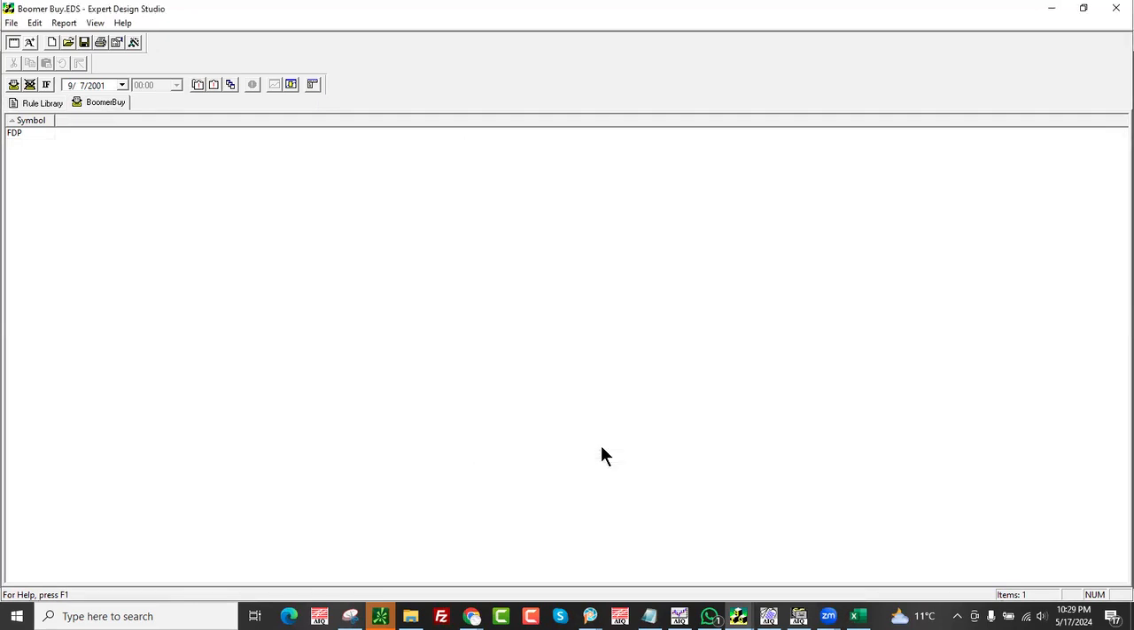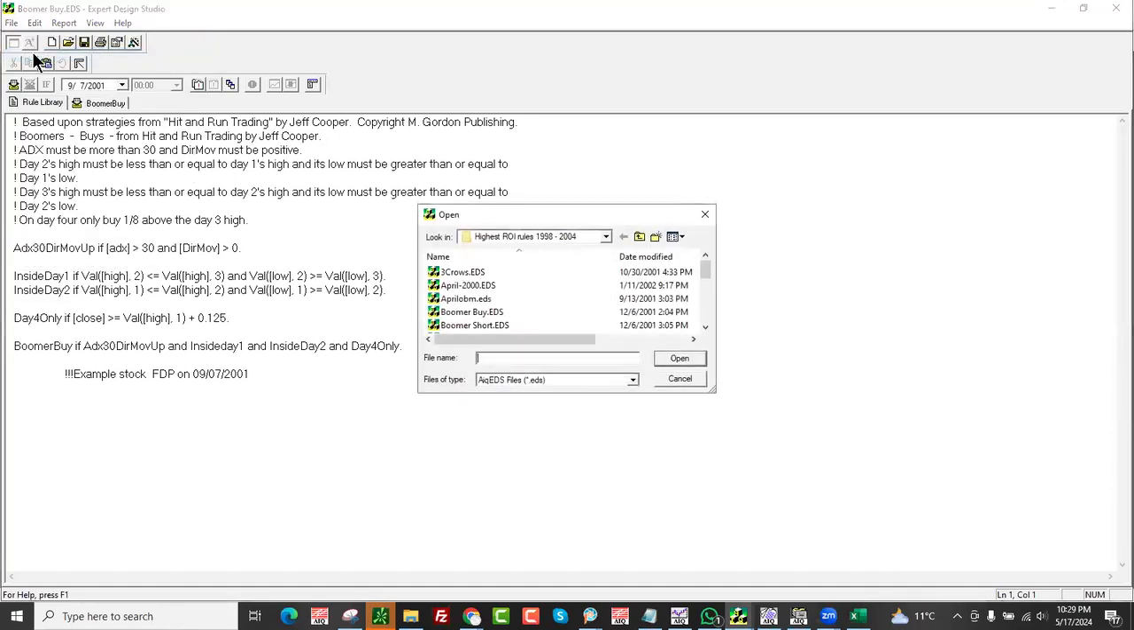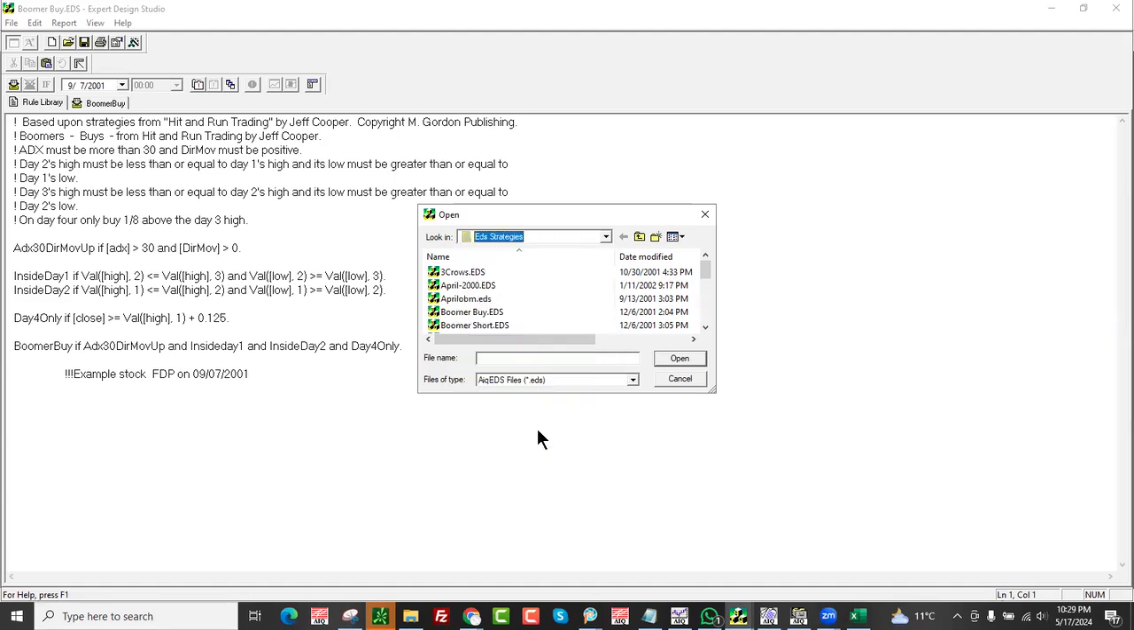So this is the process you go through within the Expert Design Studio. First off, you need a strategy. So where does this strategy come from? Well, as I said, this was canned, and I know many of you will know this, but when you go to File and Open, there is a folder, WinTest32, where the software lives, and EDS Strategies is inside that. Inside that is a bunch of subfolders, and they contain a couple of hundred different strategies. And this particular strategy, Boomer Buy, is in one that we put together many years ago that still holds up really well, Highest ROI Rules. So I opened that up, and we have it open right now.